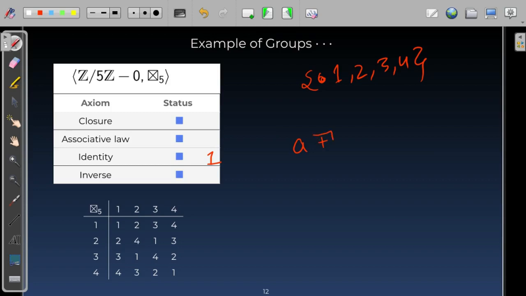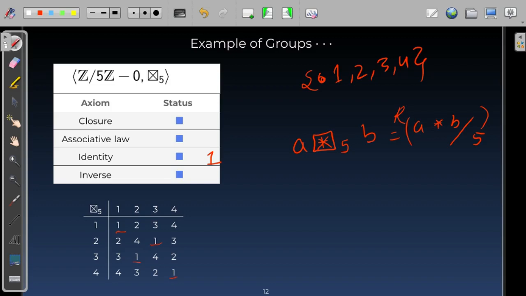A times_5 b is equal to a multiplied by b and then divided by 5, and whatever the remainder is, that remainder r is the result. Okay, so again we have included our Cayley table here, and you can see that the identity element is there in each and every row.